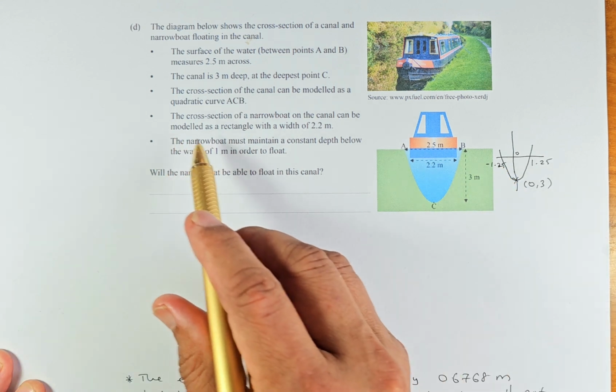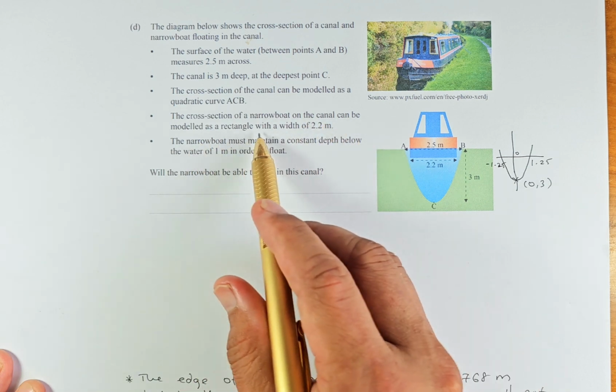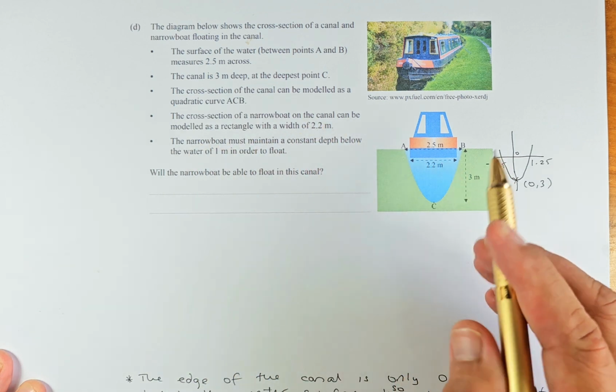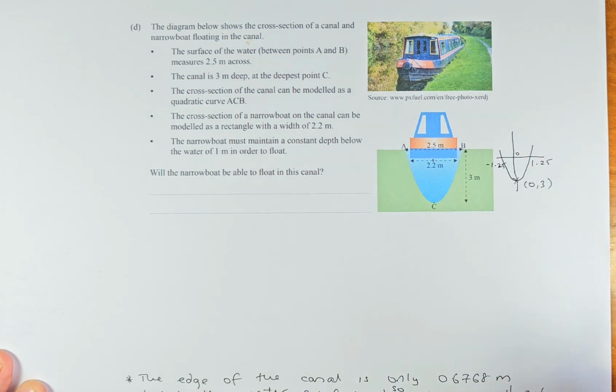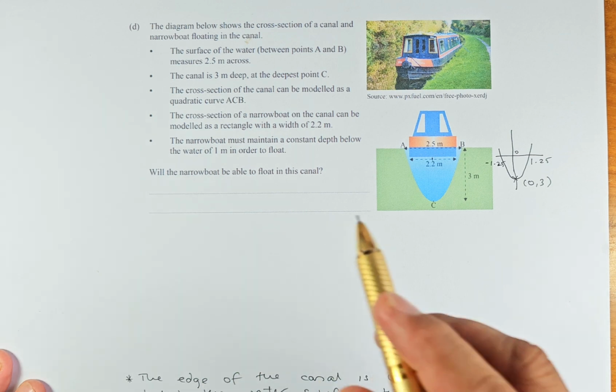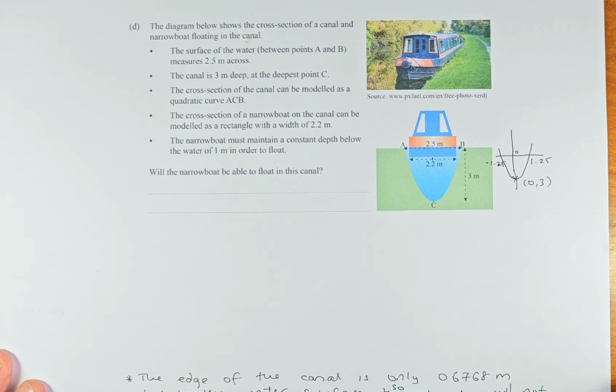The cross-section of the narrow boat can be modeled by a rectangle of width 2.2. This is 2.2, and we're going to use the midpoint, which is 1.1, later on in the calculation. The narrow boat, this is more important, must maintain a constant depth below the water of 1 meter for the boat to float. So will the narrow boat be able to float? We need to solve that.